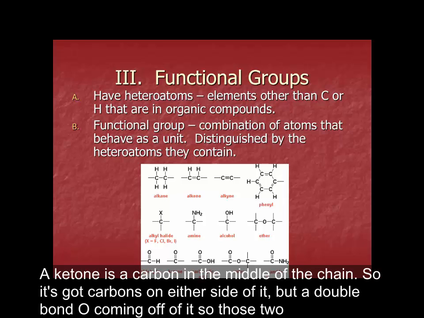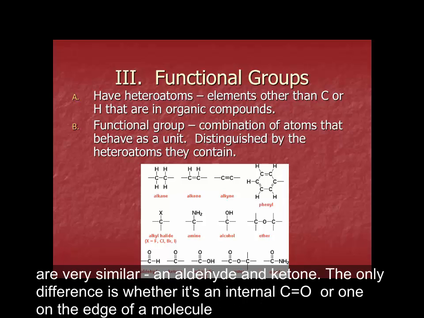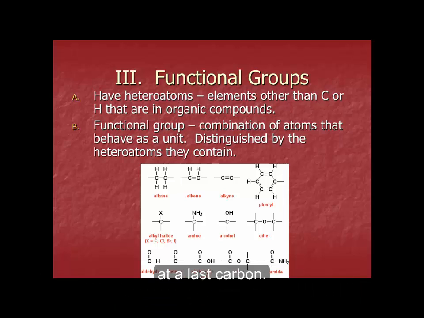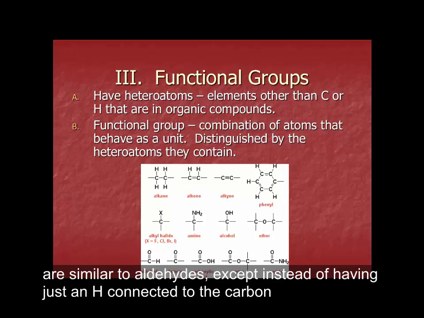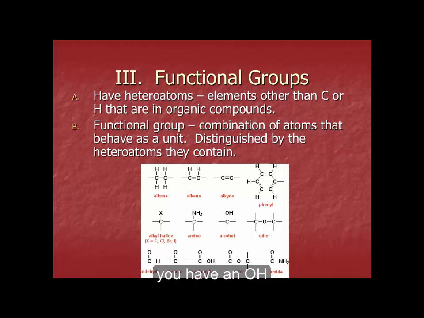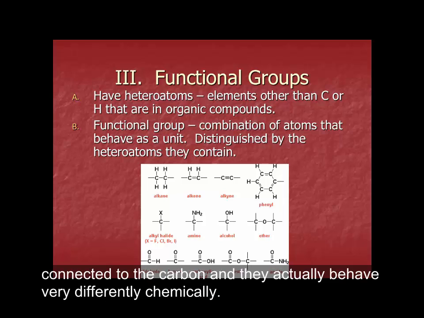A ketone is a carbon in the middle of the chain, so it's got carbons on either side of it, but a double bond O coming off of it. Those two are very similar, aldehyde and ketone. The only difference is whether it's an internal C double bond O or one on the edge of a molecule at a last carbon. Carboxylic acids are similar to aldehydes, except instead of having just an H connected to the carbon, you have an OH connected to the carbon, and they actually behave very differently chemically.